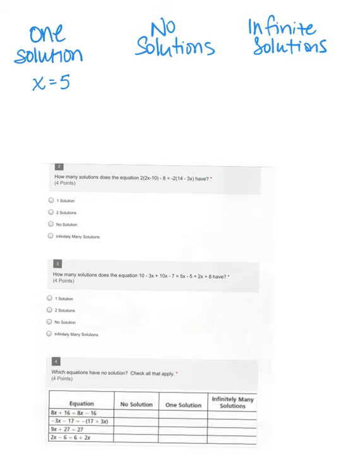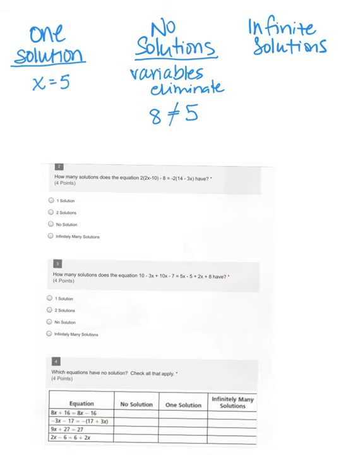Now with no solutions, your variables will eliminate. And you will be left with something that doesn't make sense. For example, after you've eliminated your variables, you might end up with something that says 8 equals 5. Well, we know that's not true. This is how you know there is no solution. There is no number that you can substitute for the variable that will make sense in your equation. That's because there's no solution.